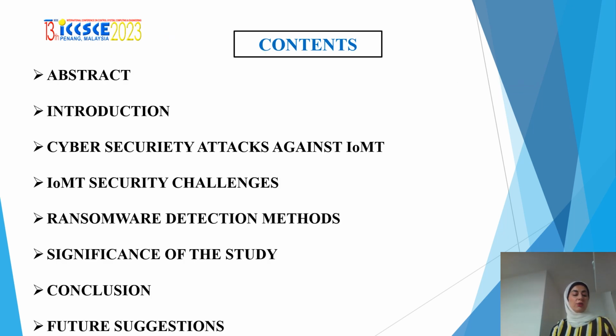The paper includes abstract, introduction, cybersecurity attack against IOMT, IOMT security challenge, ransomware detection methods, significance of the study, conclusion, and finally, future suggestions.